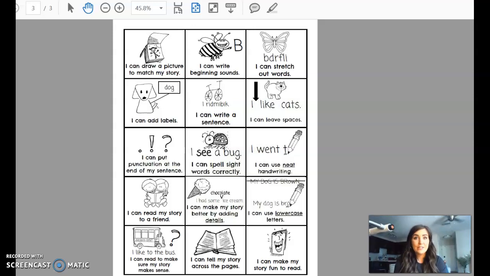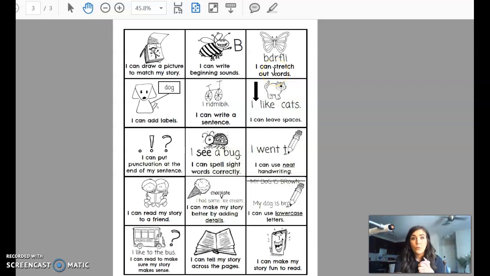So today I really wanted to go over with you all your writing goals that you can see here on the screen. We have loved seeing all of your wonderful writing so far as we learn from home, but I really want us to see how to pick one of these writing goals and write to it. So I can draw a picture to match my story, I can write a sentence, I can spell sight words correctly or use neat handwriting. The thing that I am going to focus on today is that I can stretch out my words.